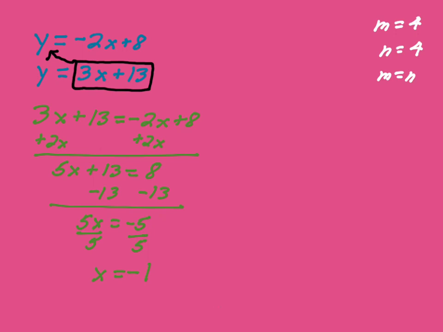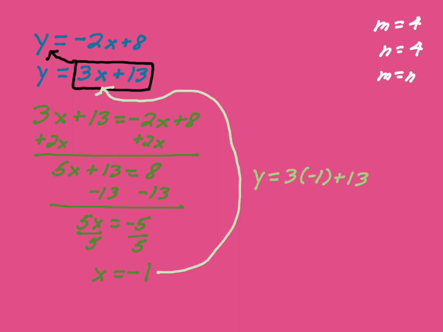I'm halfway there. So I can take this negative 1, excuse me, and I can put it back into really either equation. So doing that gives us y equals 3 times negative 1 plus 13. So y equals negative 3 plus 13, or 10. And I have my ordered pair. My ordered pair for this particular one would be negative 1, comma 10.